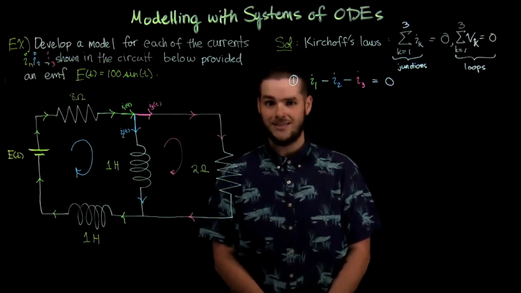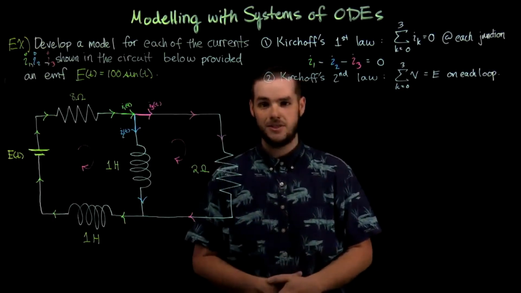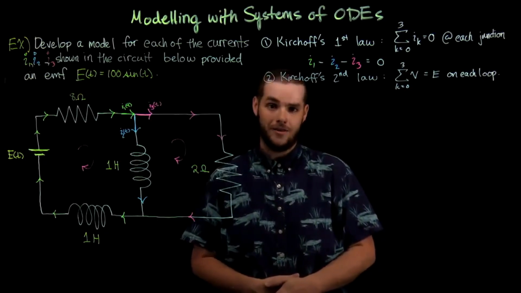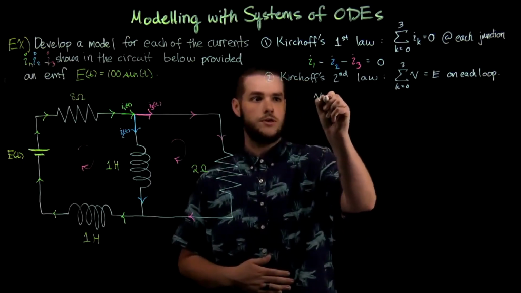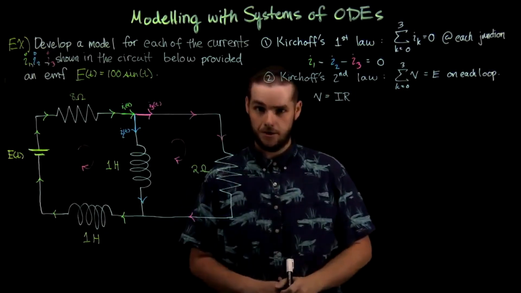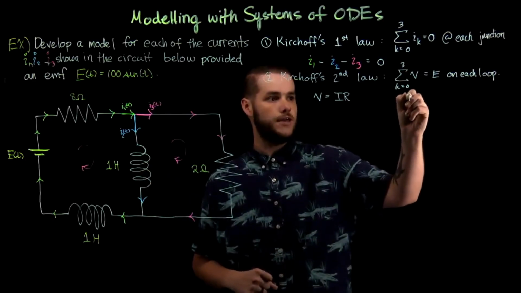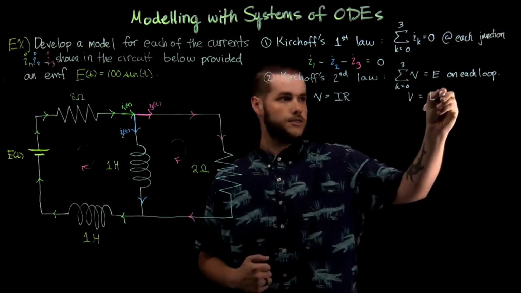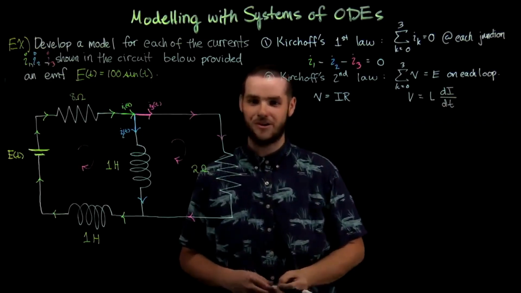Each loop is going to give me a separate equation. In order to be able to use Kirchhoff's second law, though, I need to understand how the potential changes across the resistors and the inductors, and those will use two other principles from physics. The first being Ohm's law, which tells me that that potential change is I times R, where I is the current, R is the resistance, and then across the inductor, we have that change is L, the inductance of the inductor, times the derivative of the current, and would you look at that, there's the differential in our equations.